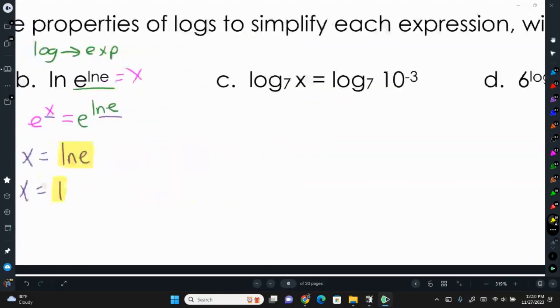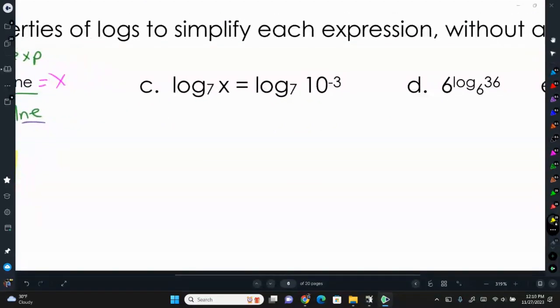All right, then letter C. Letter C is nice because it's log base 7 of x equals log base 7 of 10 to the negative third. Because they're both base 7s, that means the insides must be equal. So x is equal to 10 to the negative third power.